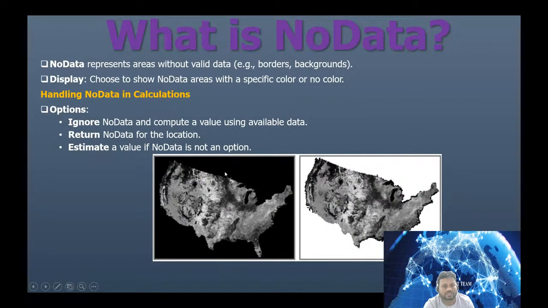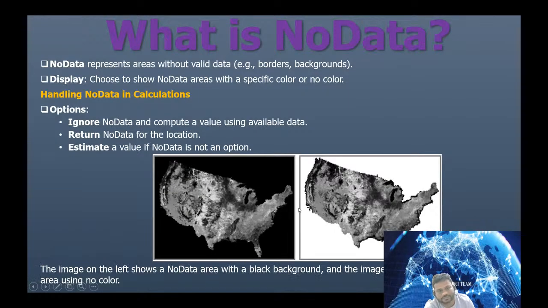So this black color is no data but it's white color. When you remove this black color, then this is white. So this area is a no data area. The image of, let's say, no data area with a black background and the image on the right, they're the same, using no color.